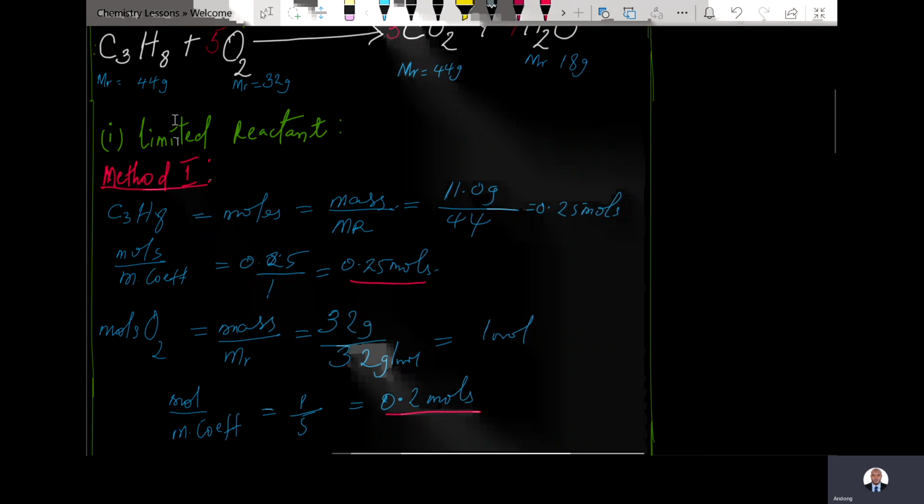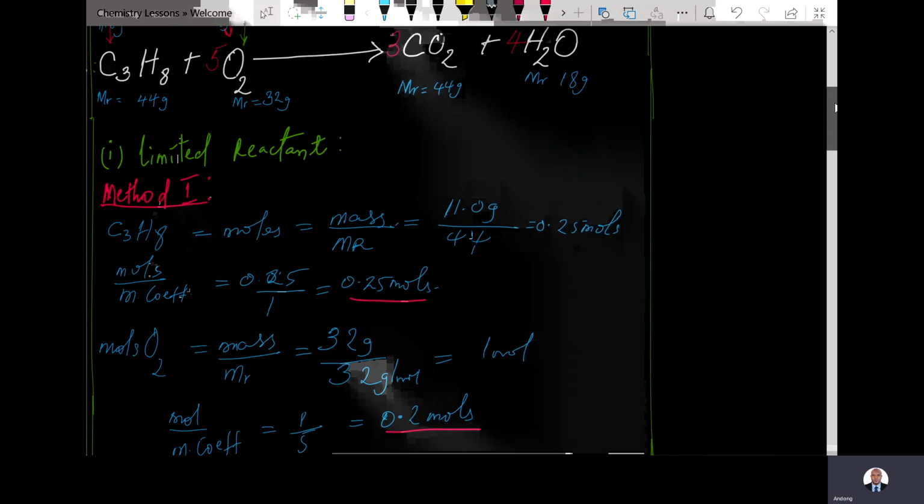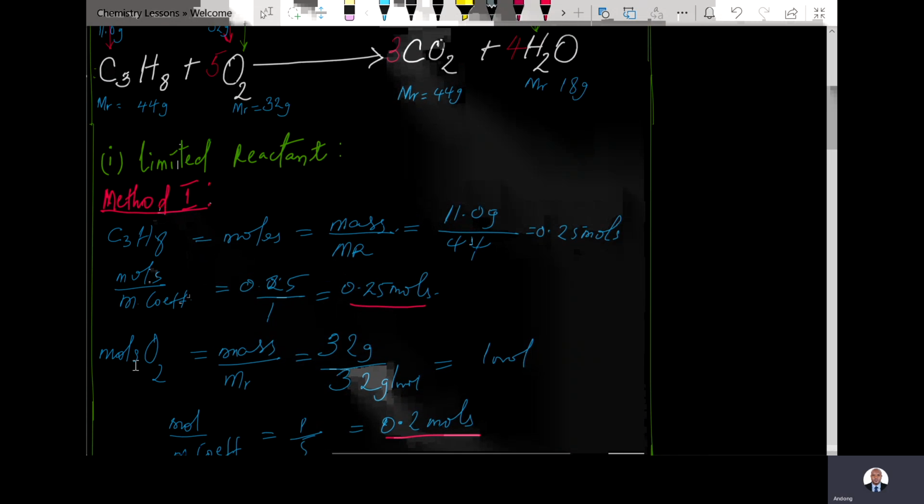The mass of propane that was given was 11 grams reacting with 32 grams of oxygen. So 11 grams divided by its MRO, 44 grams, will give us 0.25 moles of propane. Then we divide these moles of propane by its molar coefficient. Propane has just one mole reacting with 5 moles of oxygen. So 0.25 divided by 1 will be 0.25 moles of propane.